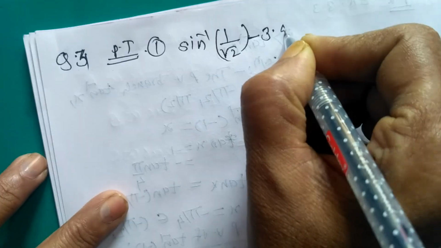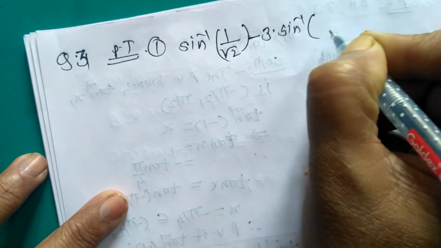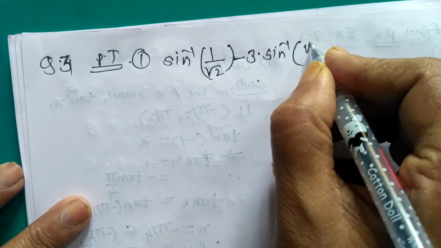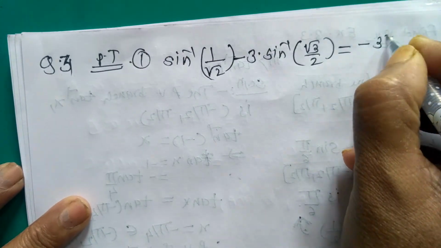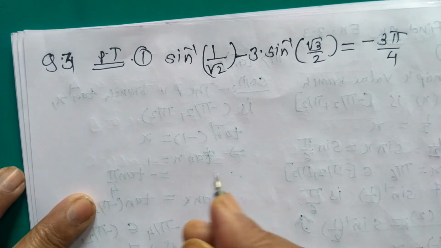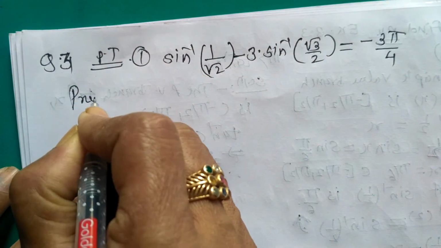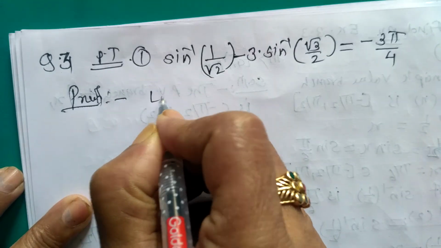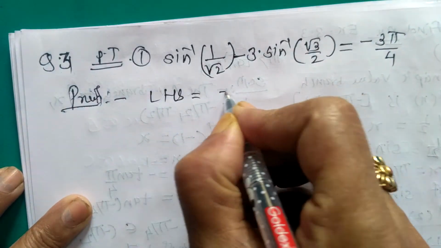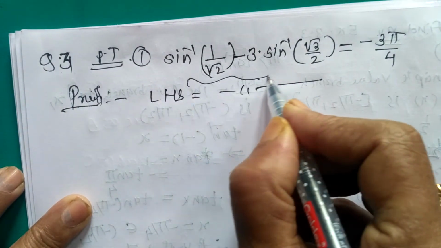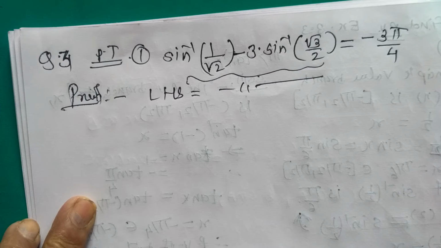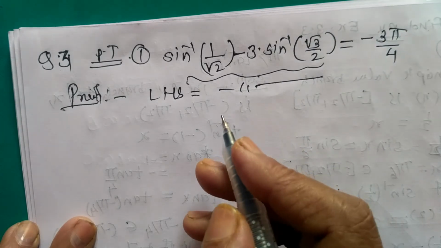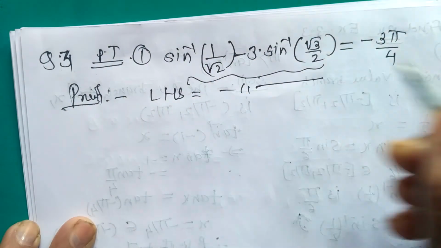minus 3 times sine inverse root 3 by 2 is equal to minus 3 times pi by 4. To prove this, we consider LHS. Now LHS is only this value. Up to this we write sine inverse 1 by root 2 minus 3 times sine inverse root 3 by 2. We only take that value by replacing.